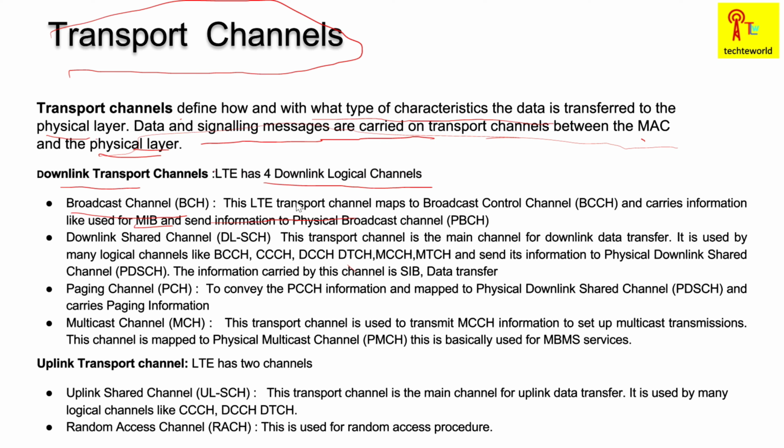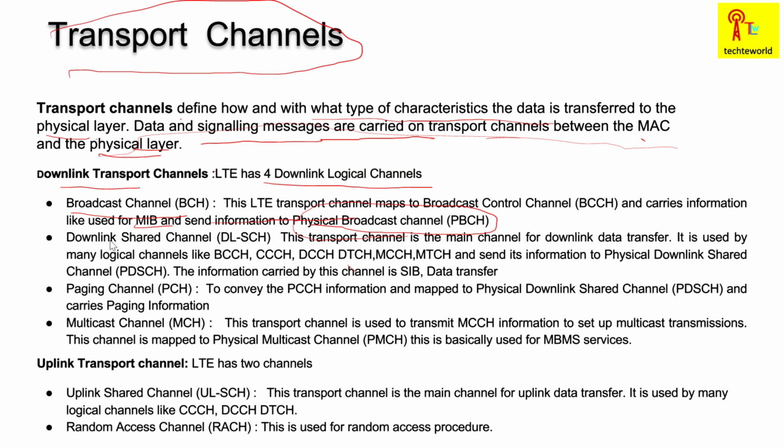This particular broadcast channel basically carries the information used for the MIB and sends it to the PBCH in the physical layer channel. Okay, so this is important, right? Now the point is clear, right? So what is the role of BCH? The BCH basically carries the information from BCCH and then transfers it to the PBCH in the physical channel.